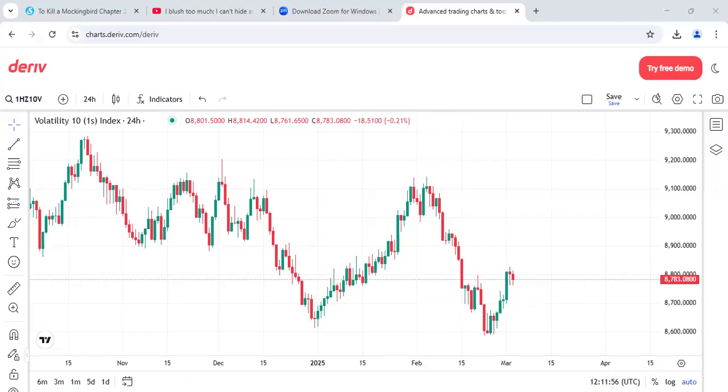So how do we get fundamental analysis of volatility? There is no fundamental analysis. The volatility indices do not have fundamentals. There is no news. There is nothing. It's only technical analysis we use to trade this particular market.